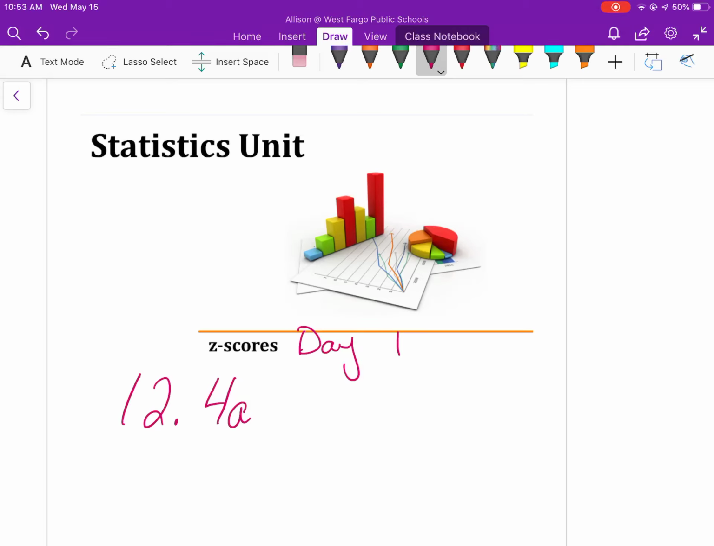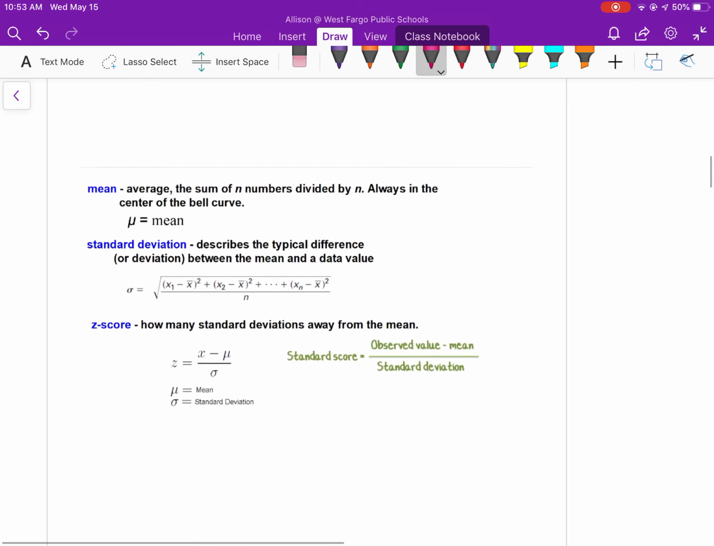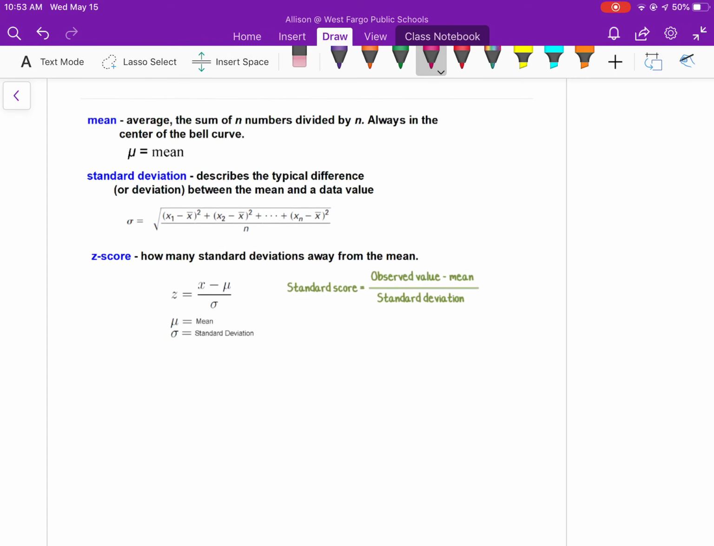This video is going to go with Z-scores day 1, or notes that go with 12.4a. So Z-scores. First, to understand the Z-score, we have to review that the mean is the average. And remember, you get that by finding the sum of the n numbers divided by how many numbers are total. And the average always goes in the center of our bell curve or normal distribution. So we get our average right here. We sometimes call it x bar or mu, the Greek symbol that we use for that.